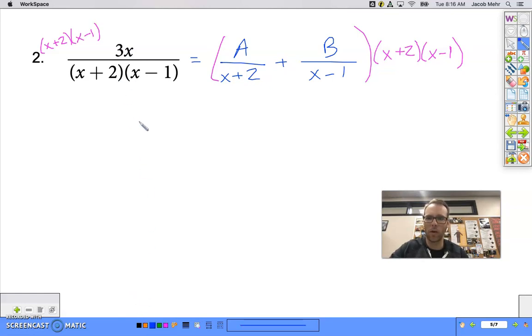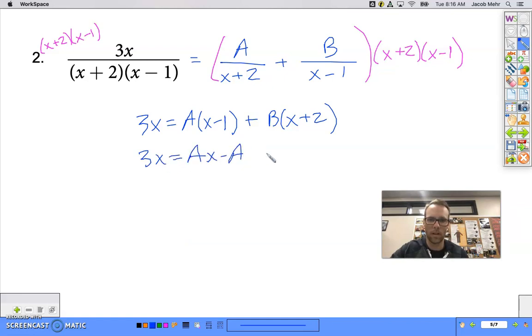My new left side is 3x. On the right, let's distribute. A over x plus 2 times x plus 2, x minus 1. The x plus 2's are canceled. That leaves us a times x minus 1. Plus, distribute it to this term. The x minus 1's would cancel. That's b times x plus 2. Let's distribute the a. And let's distribute the b.